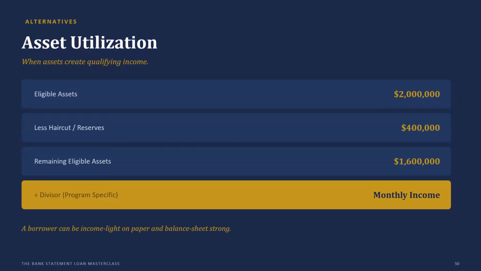Asset utilization. This is a quick calculation on that. So eligible assets, let's say less haircut and reserves, remaining assets, 1.6. We want to divide that usually by 0.7, depending on what sort of asset it is, if it's stocks, bonds, securities, and then we could use that. So a borrower could be light on paper, balance sheet strong.